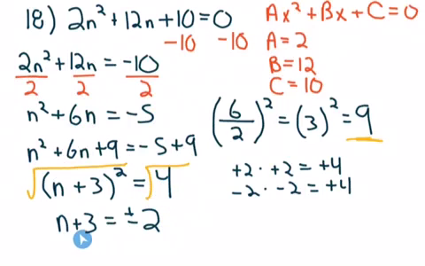Now let's solve for n, and the way we solve for n is by subtracting 3 from both sides. Subtract 3, and I get n is equal to negative 3 plus or minus 2. So here are our two solutions. Now let's work it out. So n is equal to negative 3 plus or minus 2. Let's go to the next slide.